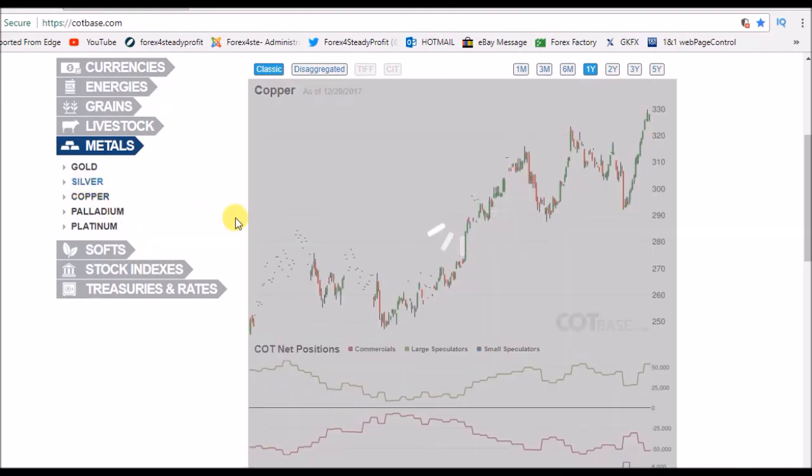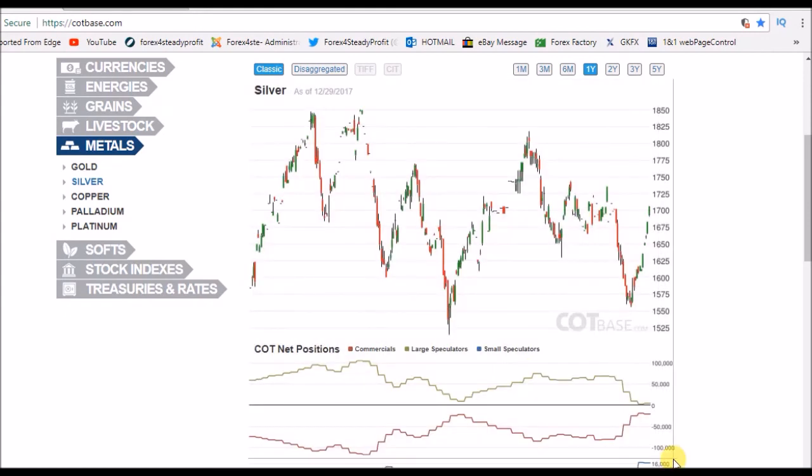Silver. Well, the commercials are still fairly bullish of the silver. So basically, I'm just sitting here watching it, and if it does make a really nice high, I will go short this again.